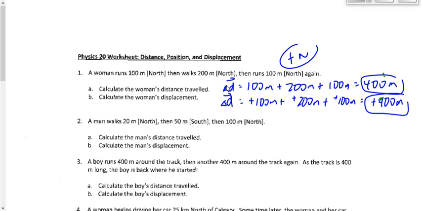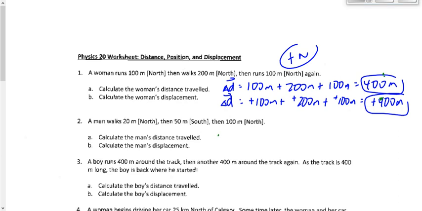Okay, take a look at number 2. Number 2 says a man walks 20 meters to the north, then 50 meters to the south, and then 100 meters to the north. What's the man's distance traveled? Well, what do we have given to us here? Are these displacements or are these positions? These are displacements. This doesn't tell us where the man is. This tells us how far the man has gone.